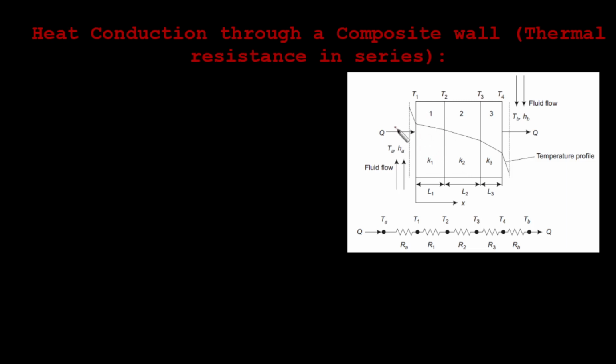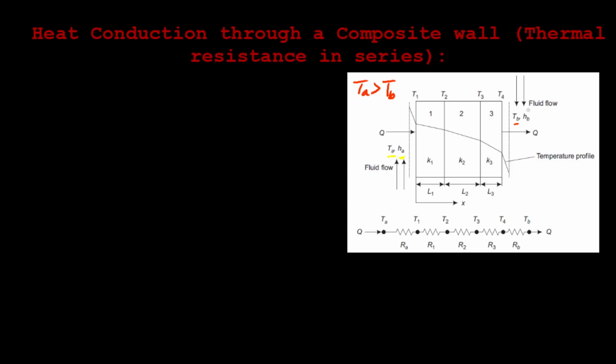If you observe this diagram, on the left side the heat is being added to the composite wall with the help of a fluid. The fluid is flowing and it has a temperature TA and a heat transfer coefficient HA. The main assumption is that the temperature of the fluid on the left side is greater than the temperature of the fluid on the right side. On the right side we also have a fluid and its temperature is TB. So we are assuming TA is greater than TB, and because of that the heat is flowing in the positive X direction, that is from left to right.